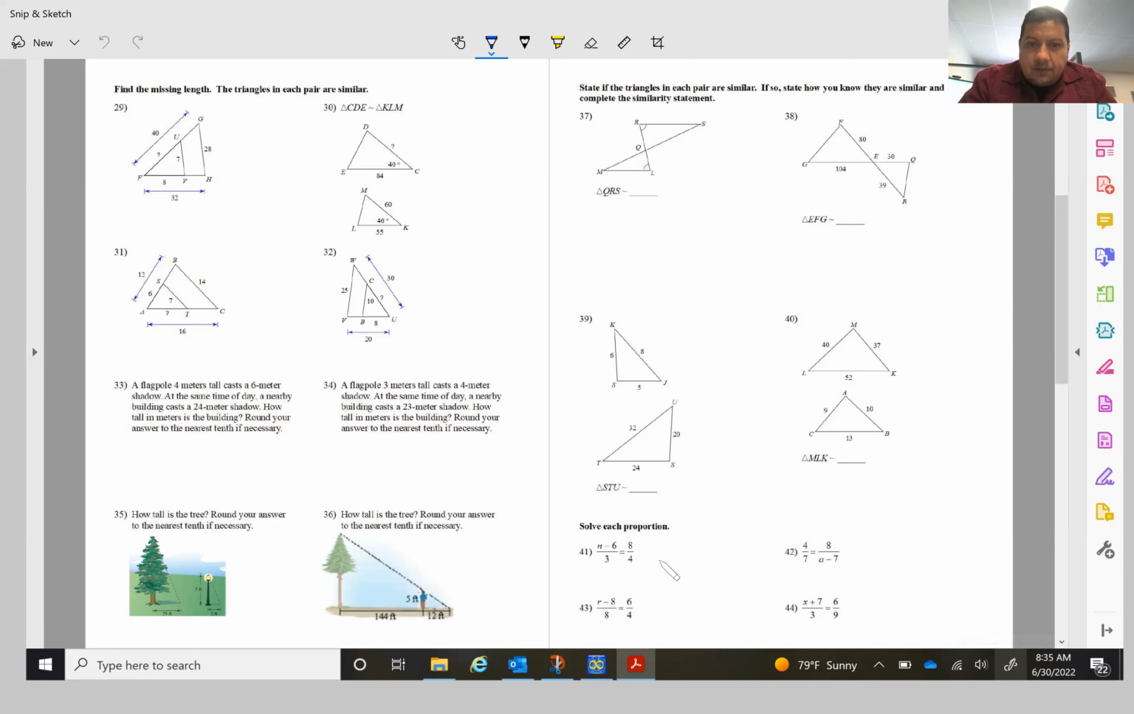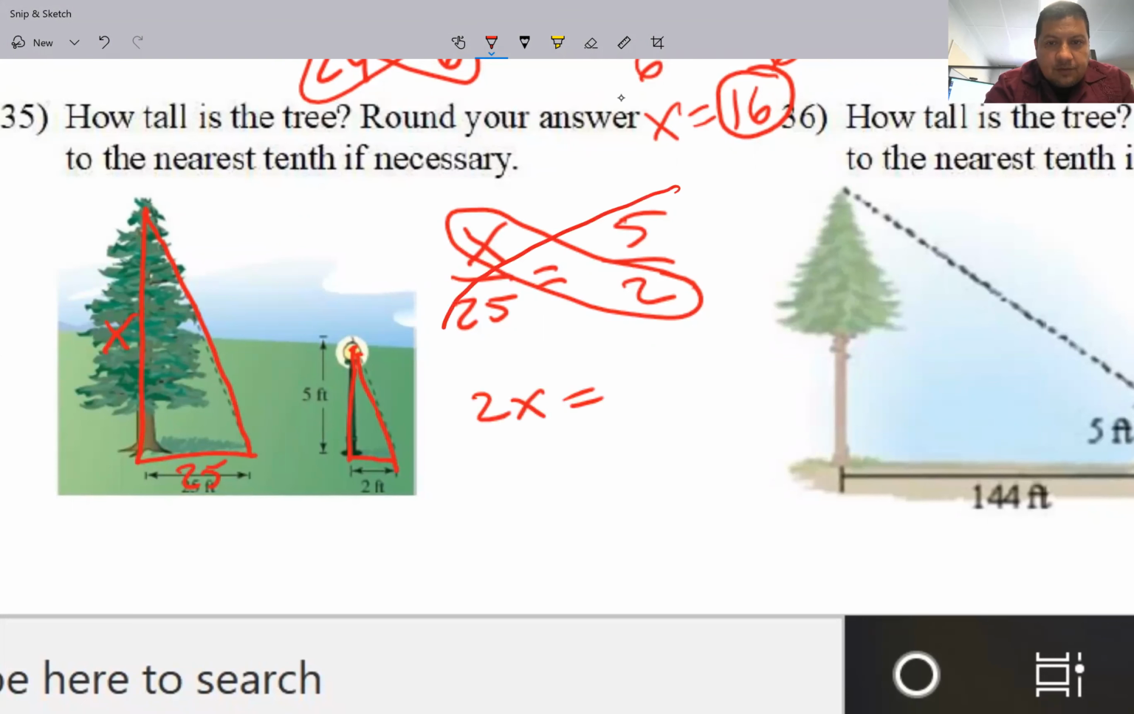For my triangle where the tree is, the two measurements that I see are X and 25, so I'm going to make a fraction out of that. X over 25 equals. Now I see that X is the height, and the height of the light post is 5, so X goes with 5. The shadow of the tree is 25, and that goes with 2. So I'm just going to cross multiply. 2x equals 25 times 5. I know it's 125.